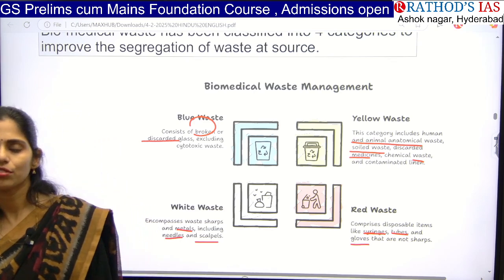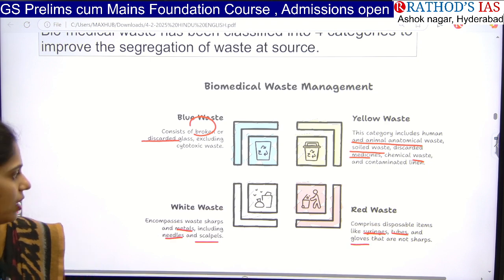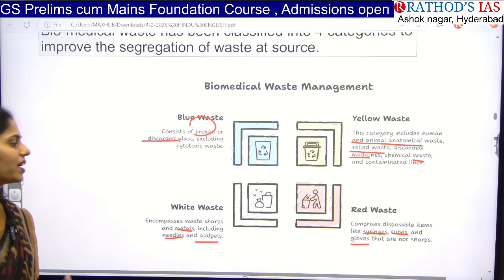So in this way we have to segregate waste according to these waste management rules. Okay, so these are the colors: blue, yellow, white, and red.